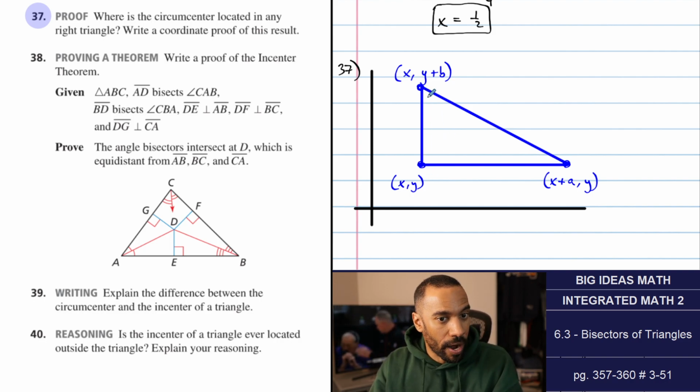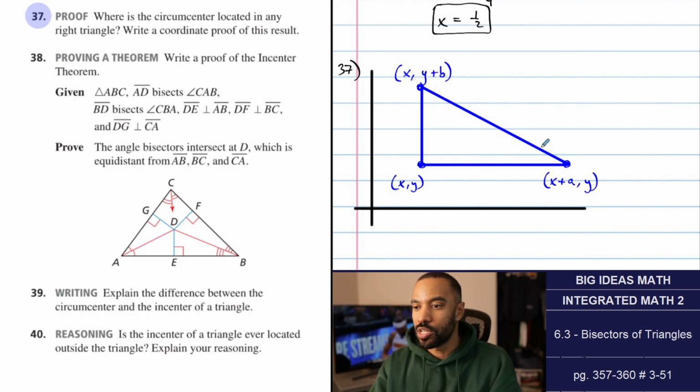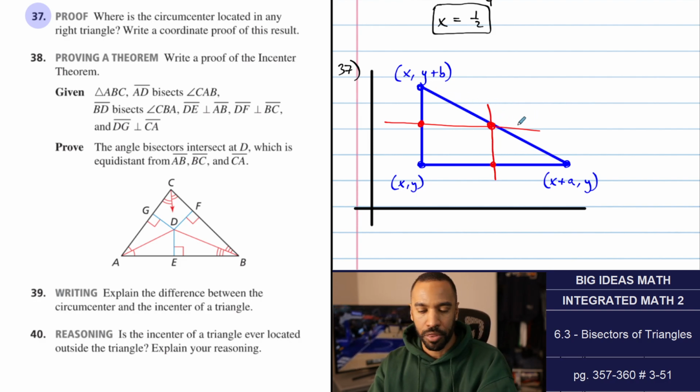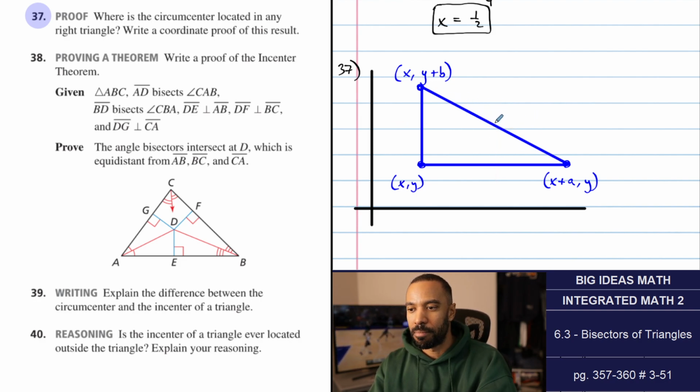Wait, it says where is it located? Is that all they asked? Oh, perfect. We just need the midpoint of these two right here. I don't need to do all the other stuff. But if you recall, the midpoint of this, midpoint of that, perpendicular bisectors, they meet at the other one on there, which is the midpoint of the third one. So all I have to do is find the midpoint of this guy right here. The midpoint of that and that.